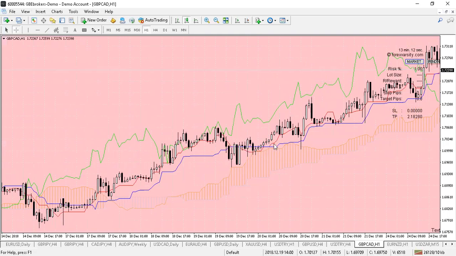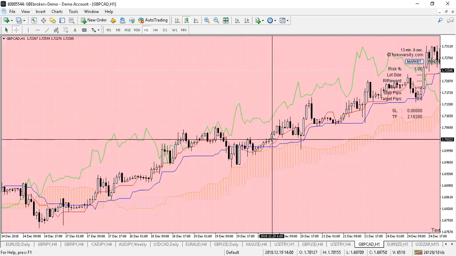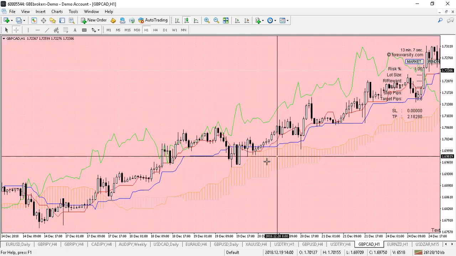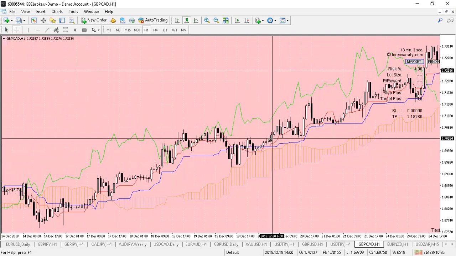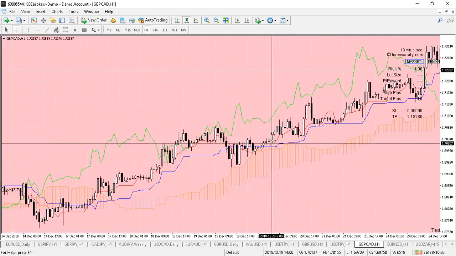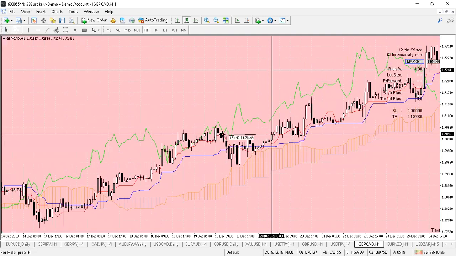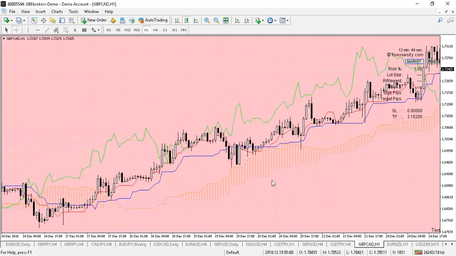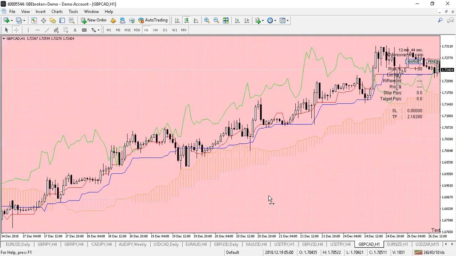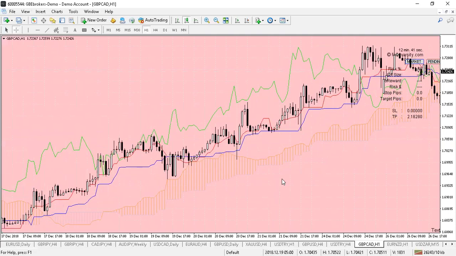So you see another cross here. You've got to ask yourself, number one, is the price above the cloud? The answer is yes. Number two, is the red above the blue? The answer is yes. Number three, is the green line above the price? Well, not really. So I would not place a trade at that point. I would prefer to wait.